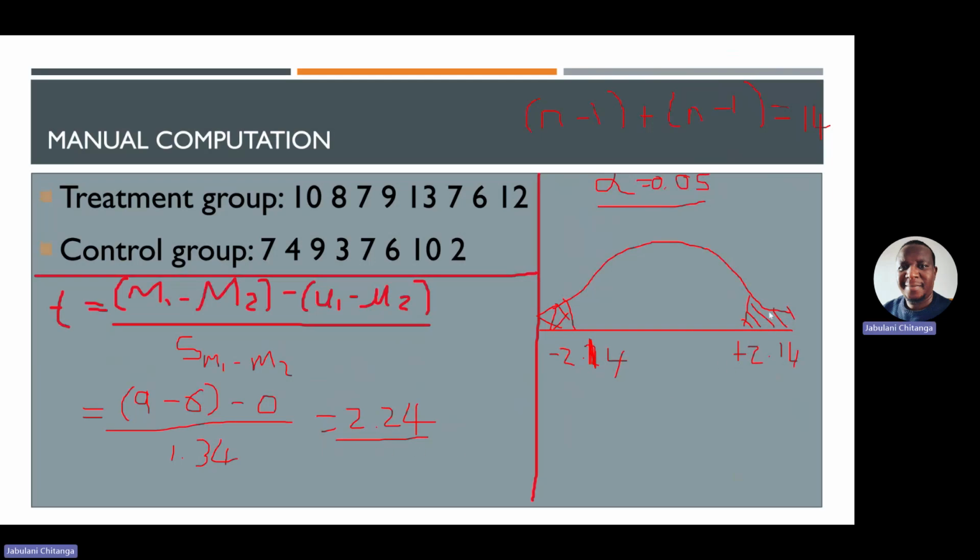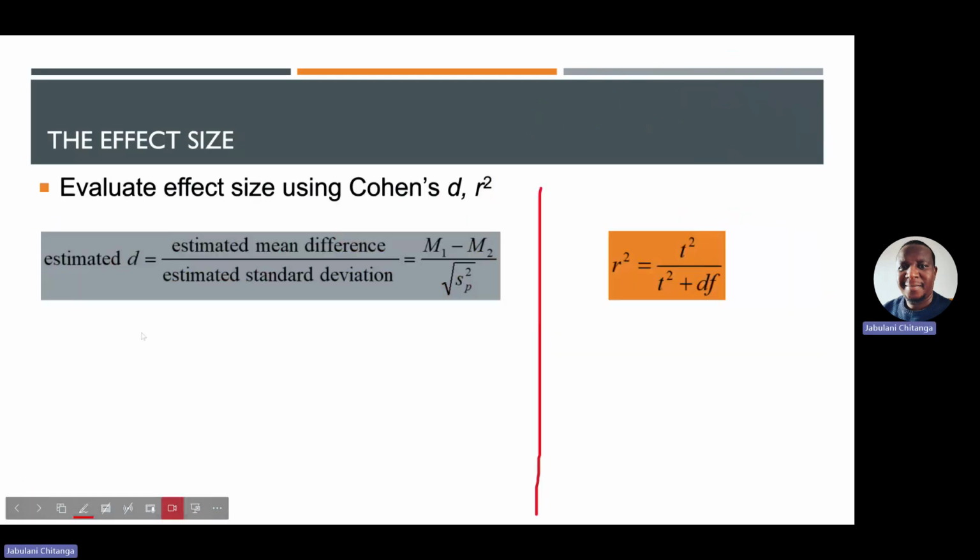The shaded area means that if you obtain a score that is greater than 2.14, reject the null hypothesis, like ours. Ours is somewhere here. This is 2.14, and ours falls in the critical region. So we reject the null hypothesis and conclude that there's a significant difference between the treatment group and the control group. That's what you do. And when that happens, you proceed to calculate the effect size.